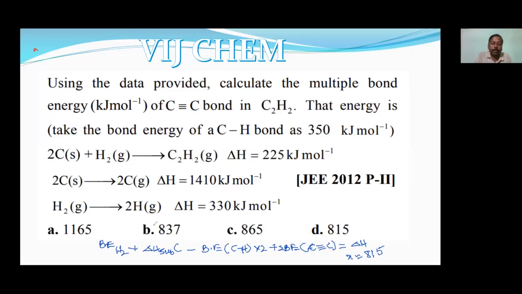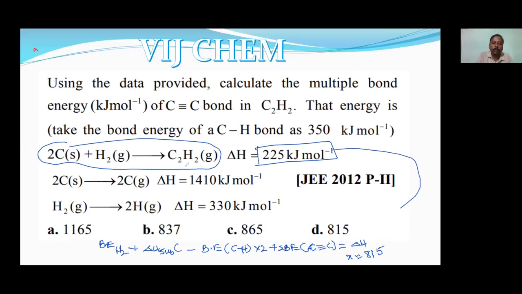Okay, here this is the main reaction. In this reaction, what you have to find out is the bond enthalpy. The enthalpy of reaction is how much? 225. This you will substitute here. During this reaction, carbon is undergoing sublimation. So at this place you will write 1410, and for one carbon it is 1410.